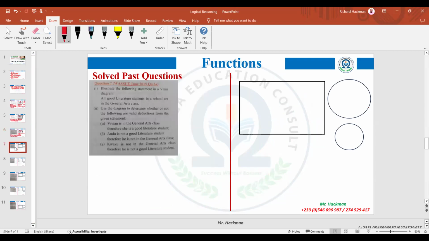Only one statement. Haven't we done this? Is it not the same question that we did? I think I will leave this one with you as a class exercise. Only one statement: all good literature students are in general art students. You can see only 2 sets here. This one is just like the very first one that we solved. It's only 2 sets, so I'll give this one to you as classwork.